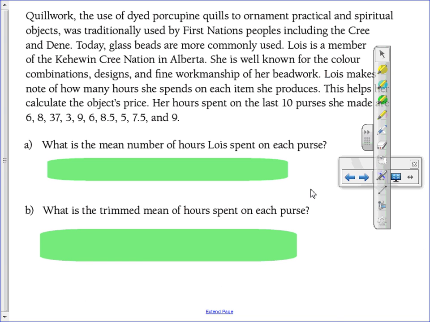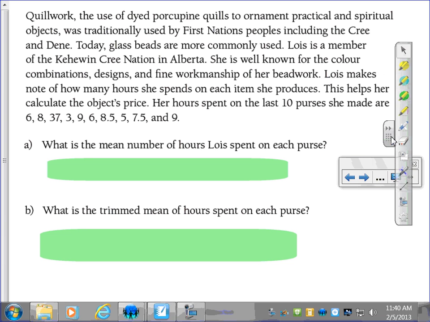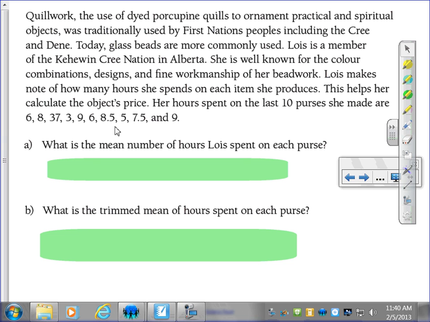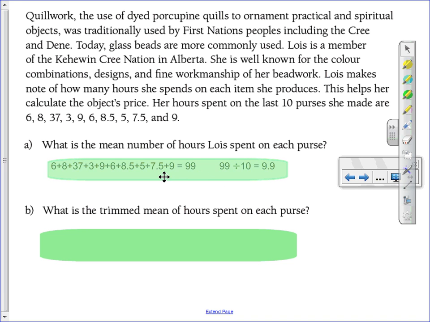And the first example refers to quill work, pardon me, and beadwork. And Lois is making these purses that have beadwork on them, and she kept track of the hours she spent. And you can see the hours range from 3 all the way up to 37, and when you add them all together, you find that the total number of hours is 99. Divide by 10, get an average of 9.9 hours per purse.